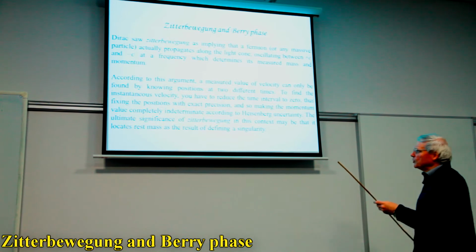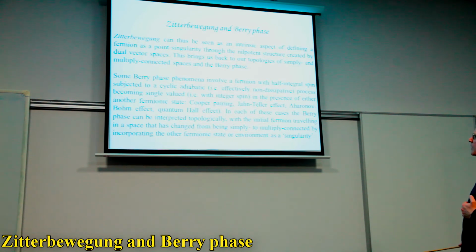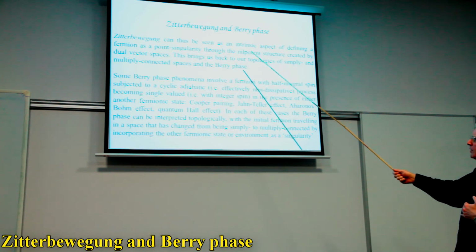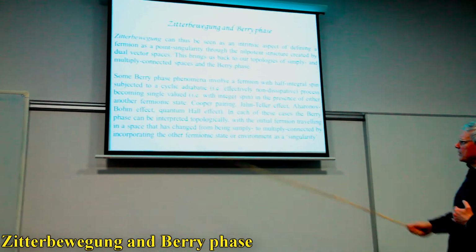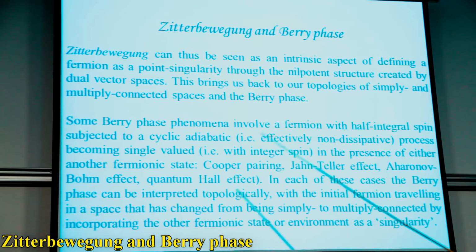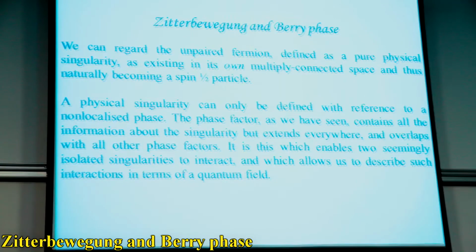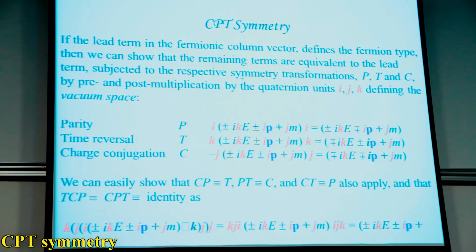And that's a standard result, but we need to show that it's possible. We can see it as an intrinsic aspect of defining a point singularity through the nilpotent structure. And I will draw your attention again to the Berry phase, a multiply connected space, and the various versions of Berry phase that we can do. In each case, we can interpret the Berry phase as being due to this creation of a point singularity. The electron is like in its own multiply connected space. I think I've already mentioned this before. And that's why it becomes a spin half particle, because it has to go round twice because it's in its own multiply connected space.